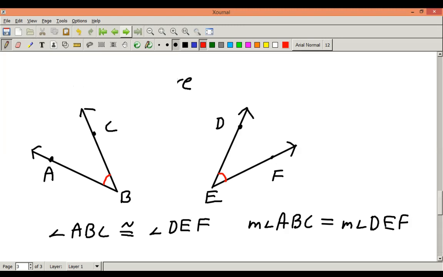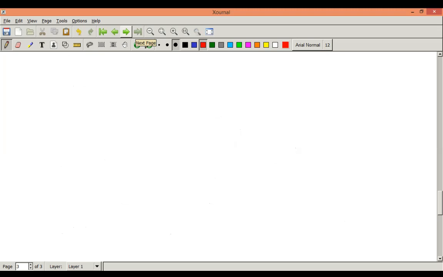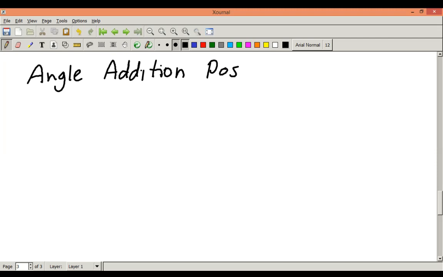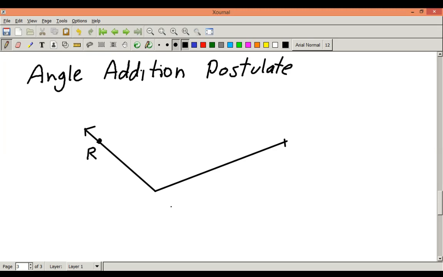Okay, just like we had the segment addition postulate, we also have the angle addition postulate. And here's how that works. Let's say I've got an angle right here. It's kind of wide. Angle RQP. And then I have another ray inside that angle, like that. And a point on that ray would be point S.